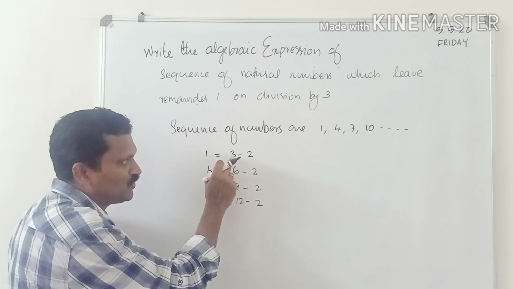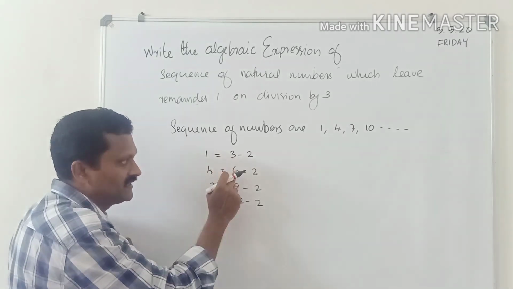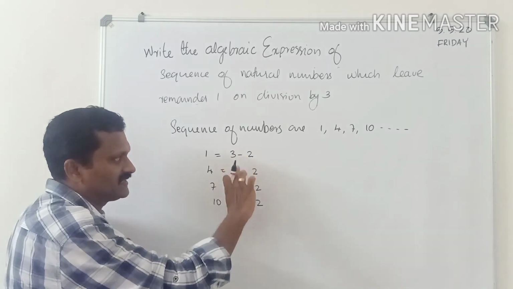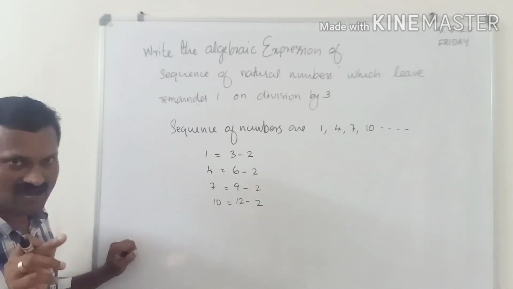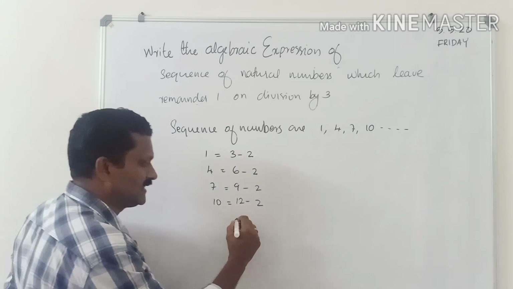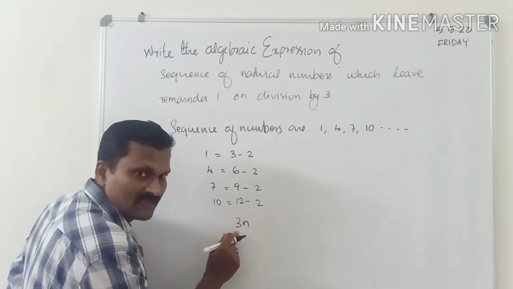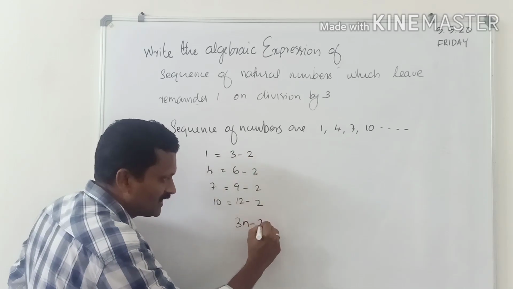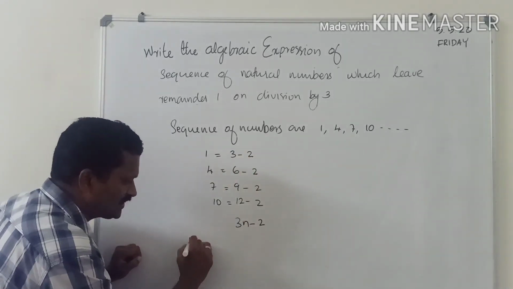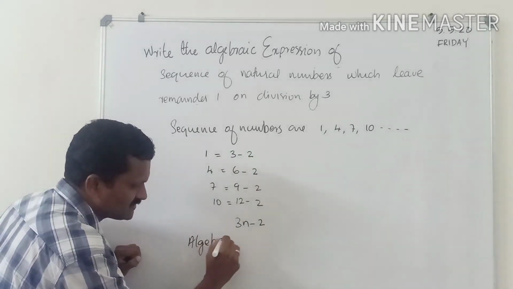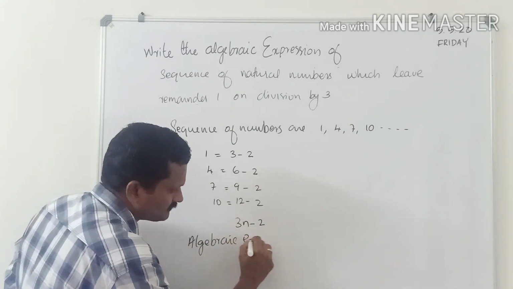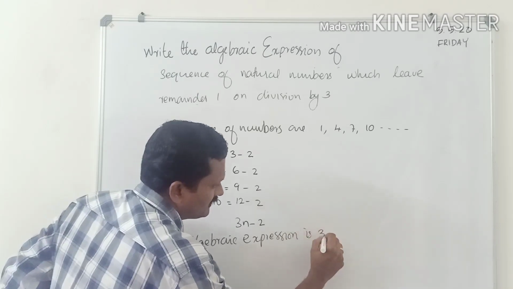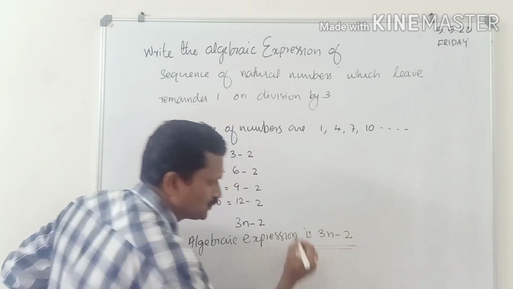There is change on the first part: 3, 6, 9, 12. Everybody got the idea? 3, 6, 9, 12 are multiples of 3. Any multiple of 3 can be written as 3n with minus 2. So, the algebraic expression is 3n minus 2.